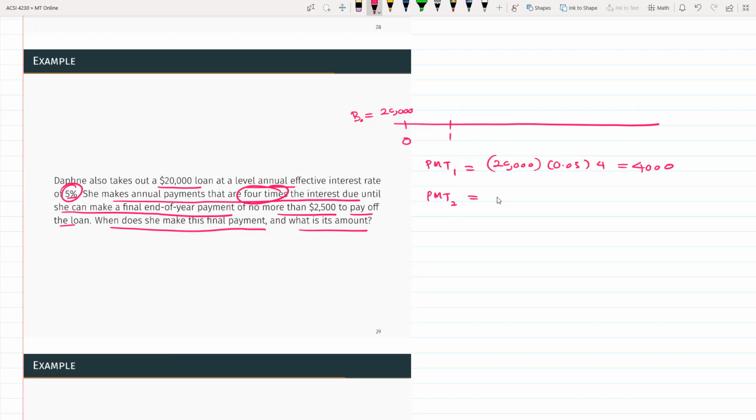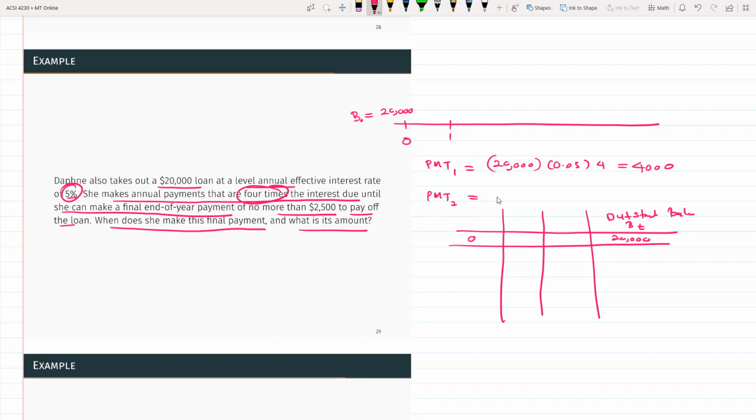So if you remember the mortgage schedule, what's going to happen? So let me draw a mortgage table. Okay. So this is the time 0. This is the outstanding balance. So BT basically, this would be 20,000. And then here I can write the interest due and the payment. Let me write first the payment, and then the next one is interest due.